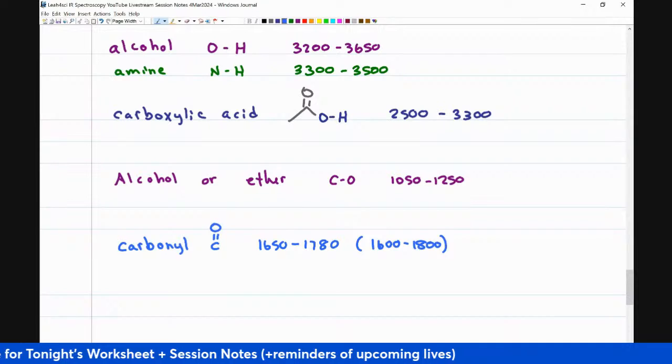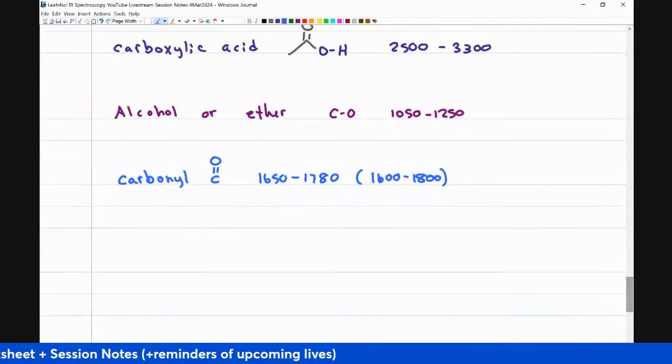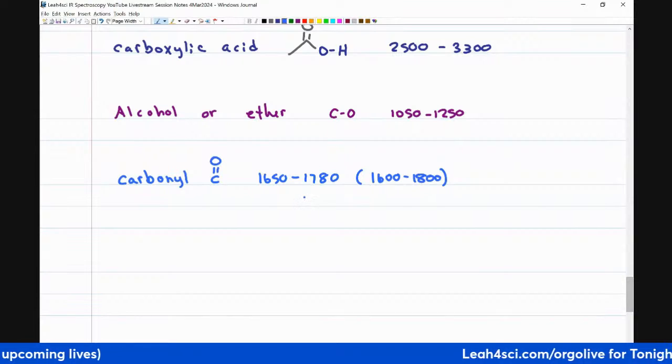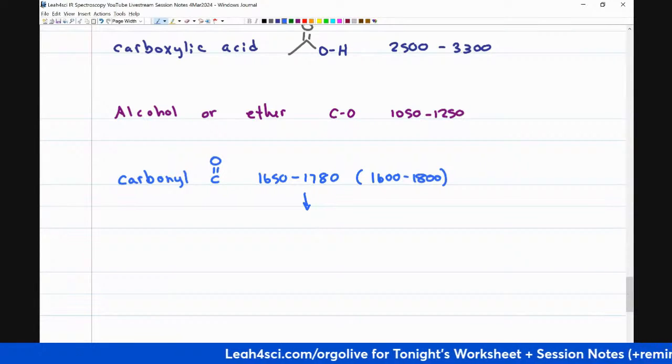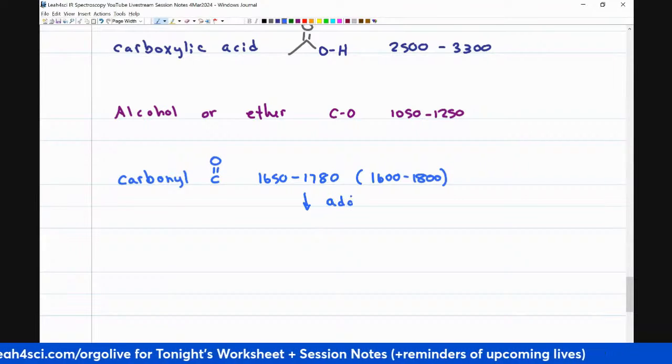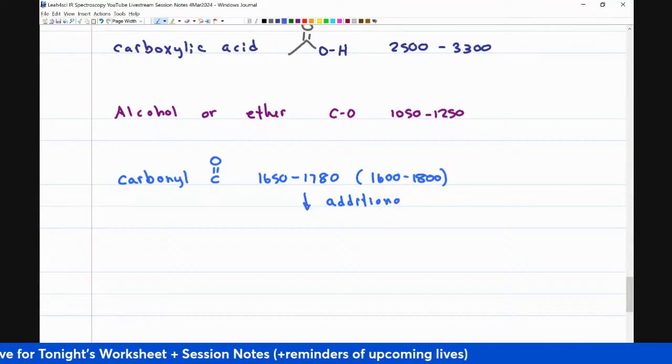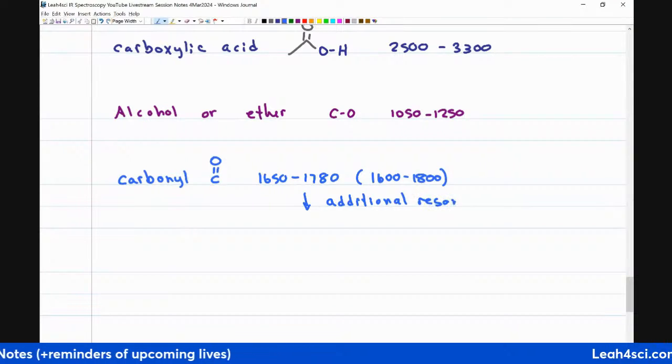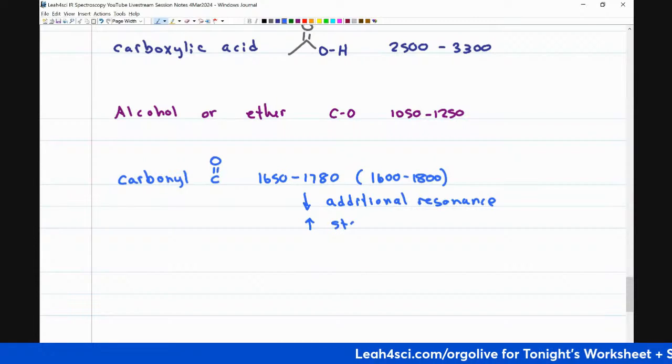And within this range, sometimes you'll be asked to differentiate between two functional groups that both have a carbonyl. The lower range is going to be something that has additional resonance, something to distract the electrons. What do I mean by additional resonance on a carbonyl? And it's going to be higher if it stands alone.